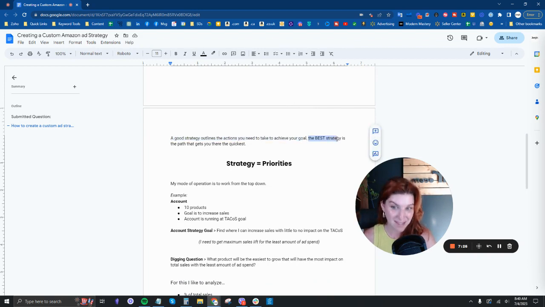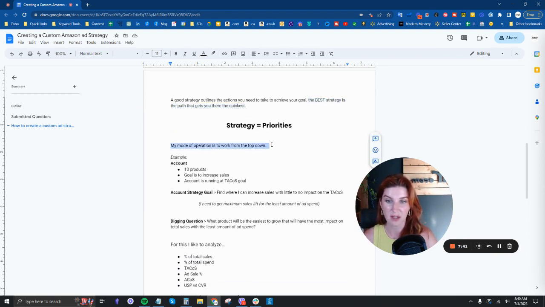And the best strategy is the path that gets you there the quickest. That's really what defines a good strategy or a bad strategy: am I taking the absolute best actions that get me to said goal? And I'm actually going to give you a set of steps for how you can dig down and actually define what's going to be the best one.